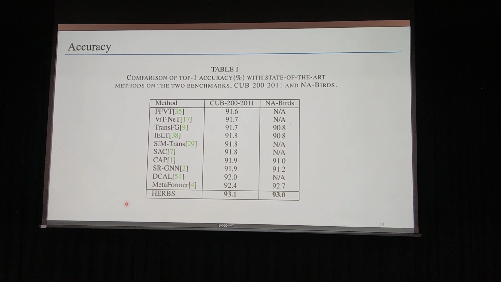Our model achieved 93.1 on the CUB-200-2011 dataset, beating the previous state of the art by 0.7%, and scored 93% on the NABirds dataset, which is 0.3% better. It's worth mentioning that MetaFormer uses RGB images with geometric information as input, and we only use RGB images.